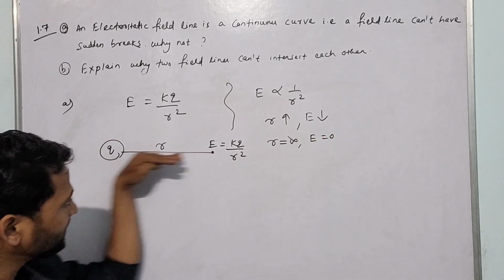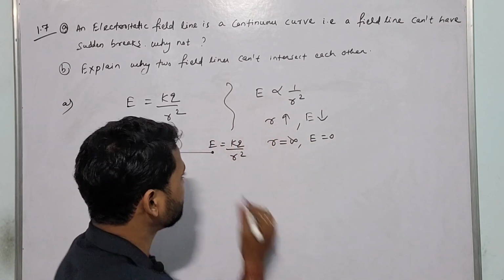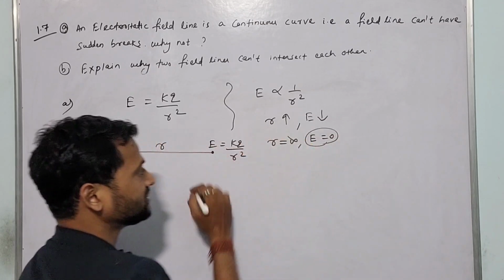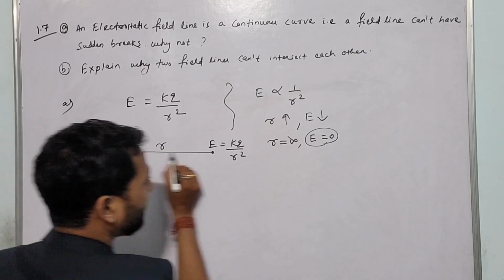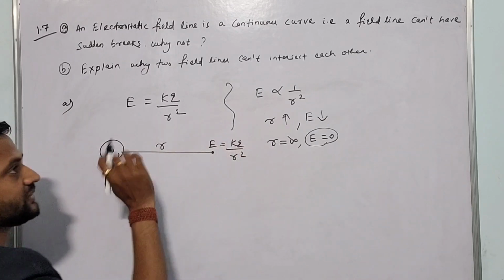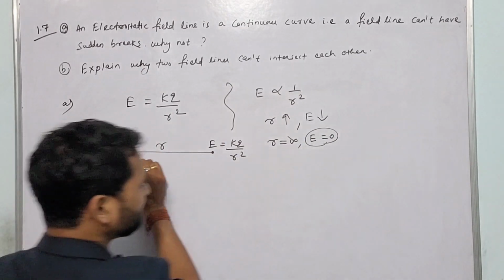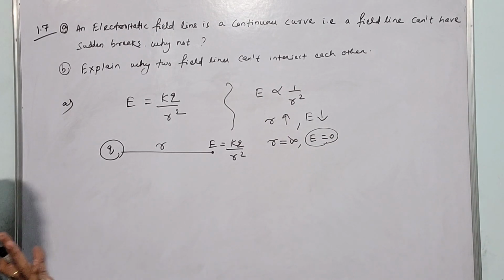That is, if I keep on increasing the value of distance, the strength of electric field gradually decreases. At infinity, the value of E will be 0. That means the electric field lines should be a continuous curve. It cannot break suddenly. It cannot be interrupted. So that means it is a continuous curve. Is it clear?